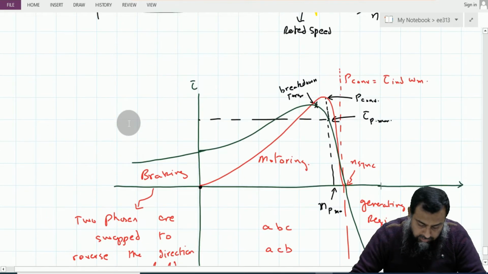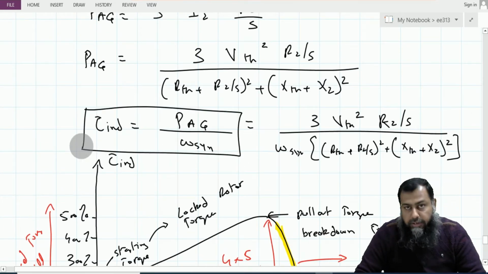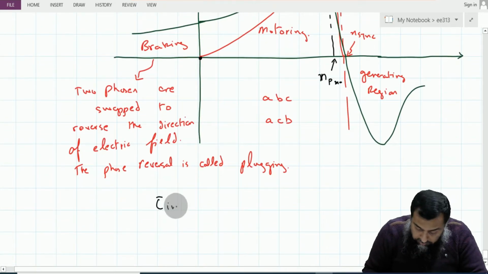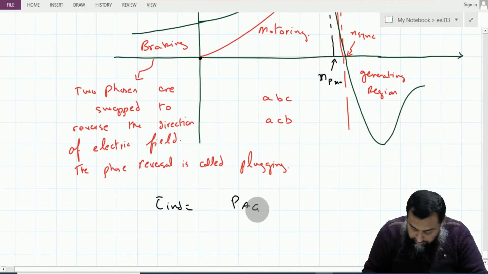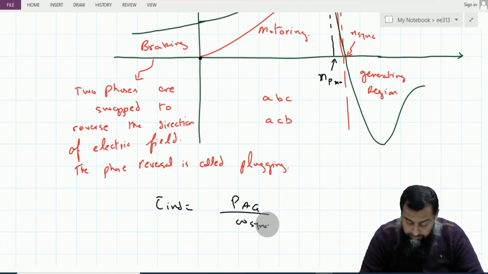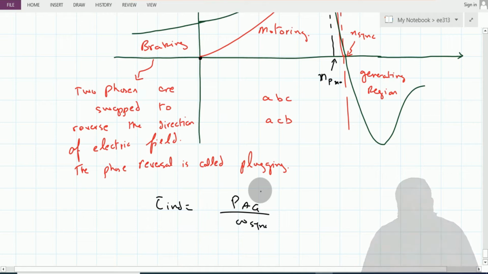Now, in the last class, we discussed that this torque induced is equal to the P_AG divided by the omega synchronous, which means that the torque induced, which is equal to the air gap power divided by omega synchronous, occurs when we have the maximum air gap power available. So the maximum air gap power, P_AG, will be consumed when the resistance which is present in the rotor circuit consumes the maximum power.